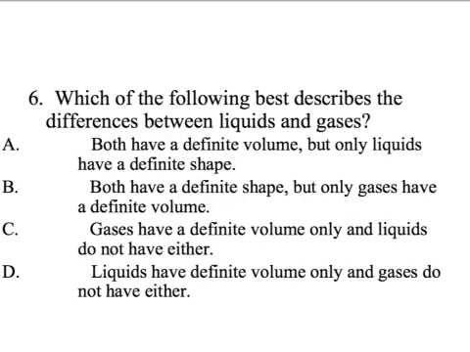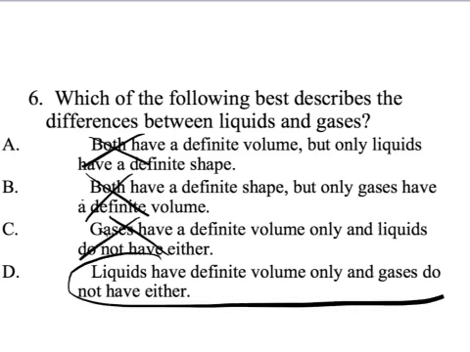Which of the following best describes the differences between liquids and gases? Both have definite volume, but only liquids have a definite shape. Well, we've already proved that liquids don't have a definite shape. Both have definite shape. Okay, again, that one's wrong because liquids don't have a definite shape, neither does a gas. Gases have a definite volume, and liquids do not have either. Liquids do have a definite volume and gases do not. Liquids have a definite volume and gases do not have either.